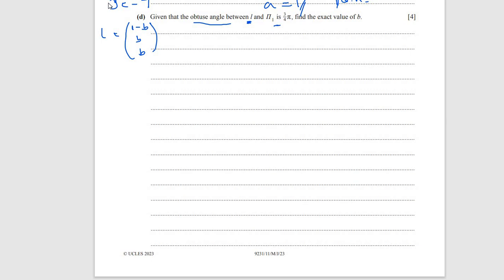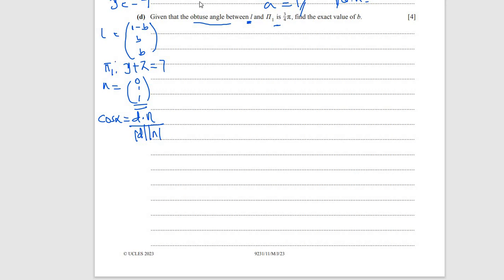It said line L and plane 1. Plane 1 is y plus z equal to 7, and the normal of plane 1, there is no x, so 0, y is 1, z is 1. The normal is this. This question is about a line and a plane. For the angle between a line and a plane, the formula is cos alpha equal to the direction of the line dot the normal of the plane, all over the modulus of direction times the modulus of the normal.